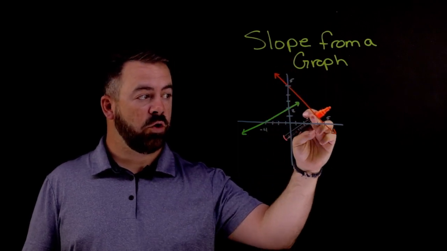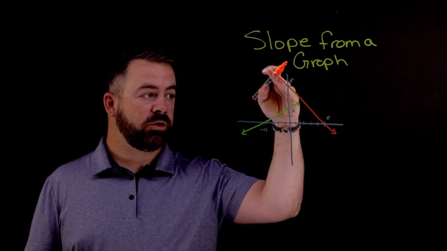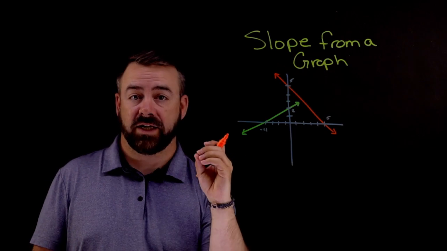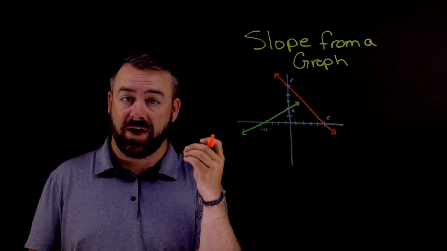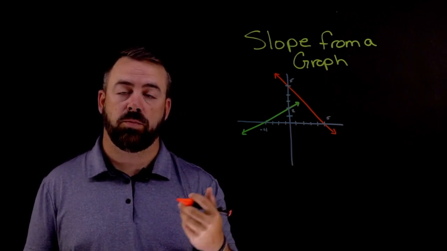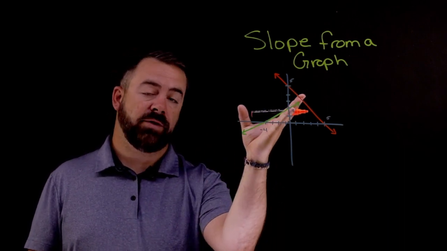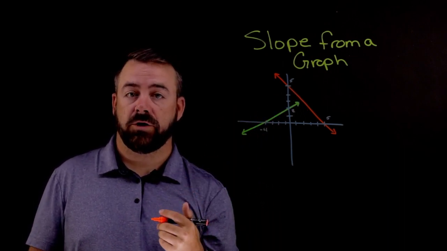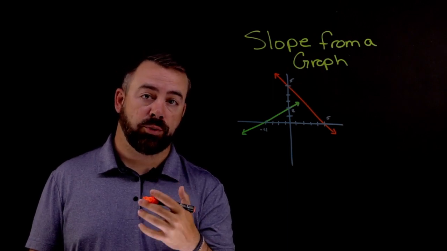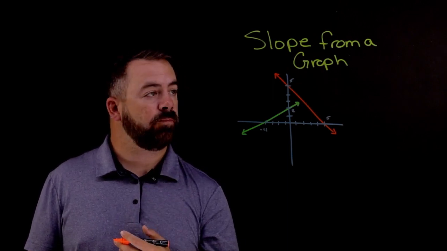The orange line is going in a certain direction, and it looks like it's going down. That's going to help us with a certain value of slope. That slope should be negative. The green line is going up and to the right. That slope value should be positive. And now we're going to prove how that is true.